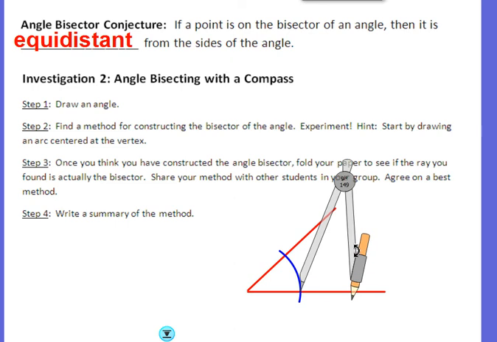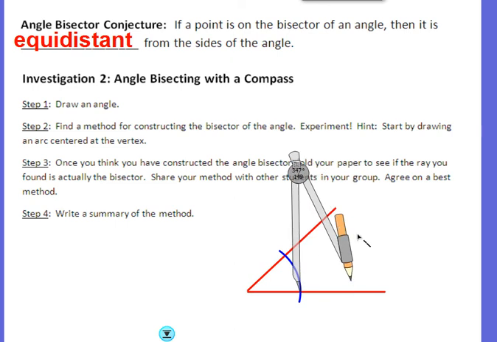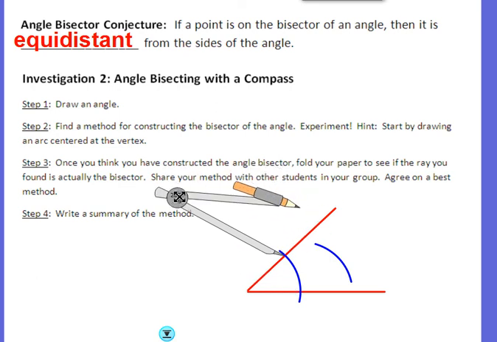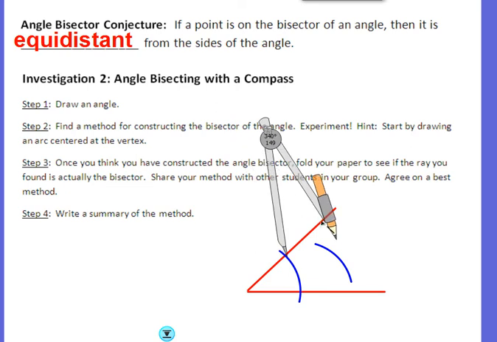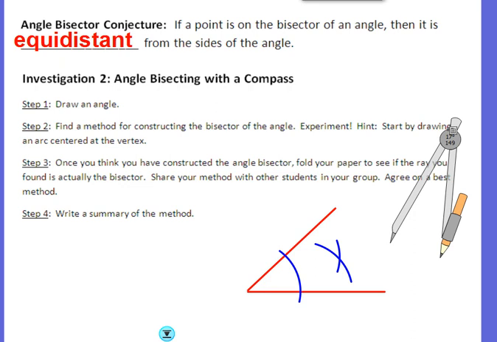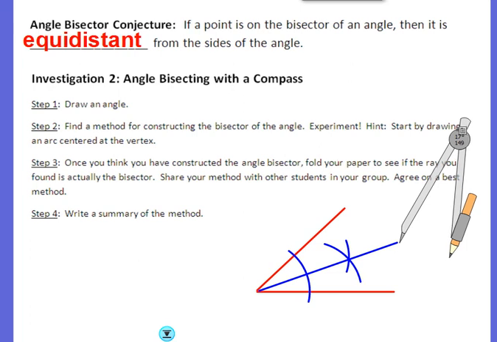Now from the intersection point of the arc you made with one side of the angle, you put your compass and you draw another arc, and then you go to the other intersection of the arc and the other side of the angle, and you do the same thing. You make another arc, and look, our arcs intersect. Who would have thought? Start at the vertex, go through that intersection point, and that is our angle bisector.